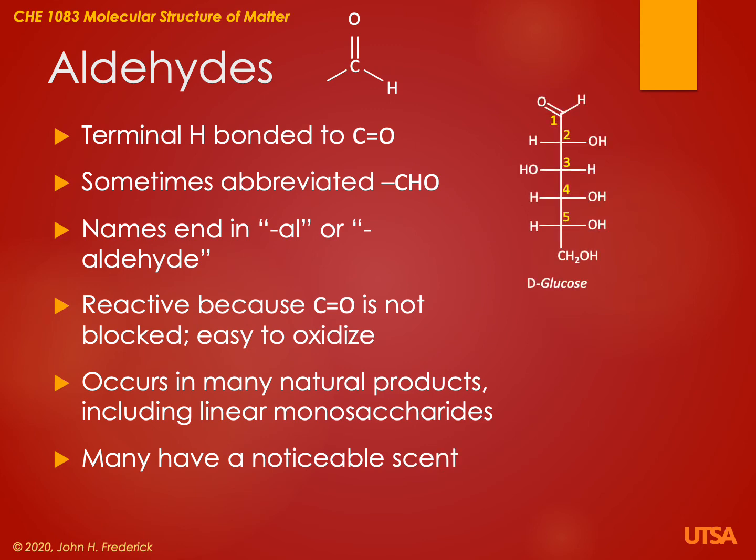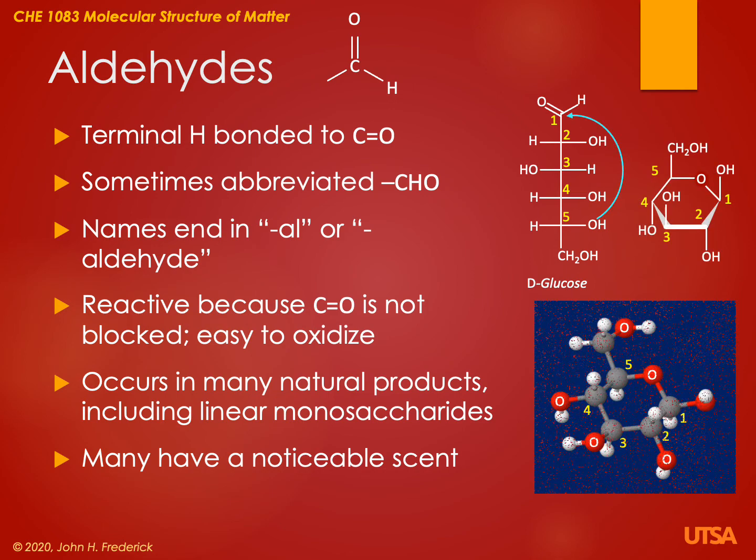So I've drawn glucose up here, which is a monosaccharide, and you can see the aldehyde is at the top of this structure as it's drawn. Now, glucose also can undergo a cyclization reaction, and so the kind of glucose that you typically find in food matter is the cyclic form. But the linear form is an aldehyde. The cyclic form is a polyalcohol.